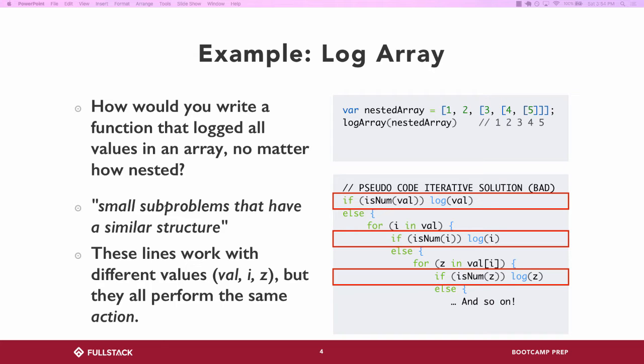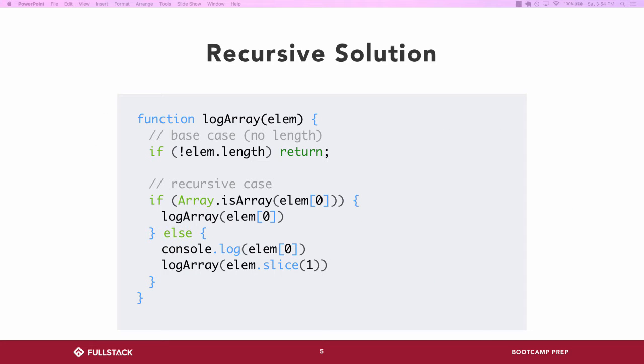Because we see all of these similarities, we can condense it into using recursion to take care of it. If it's a number, log it out, else continue iterating, get one level deeper, and call it again, because they perform the same action. So if you see the same action going over and over again, recursion. So in this case, if it's an array, we're going to log array.